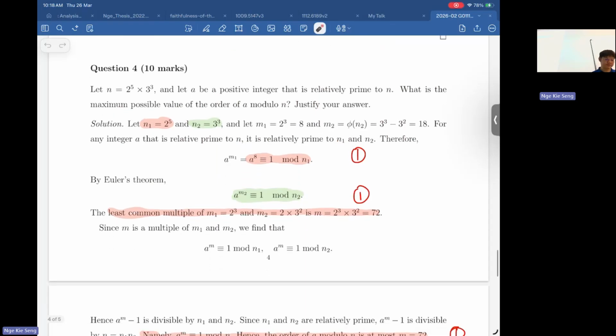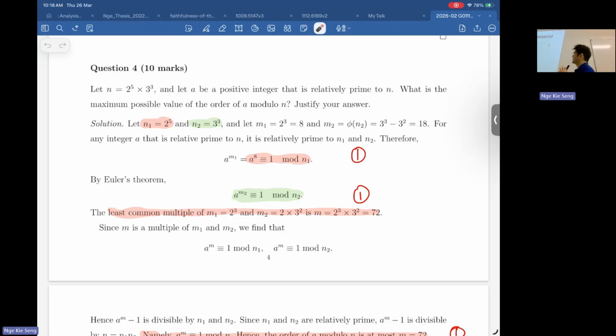Okay, for the last one. Let n be 2 to the 5 times 3 to the 3, and let a be a positive integer that's relatively prime to n. What's the maximum possible value for the order of a mod n? Just define your answer.